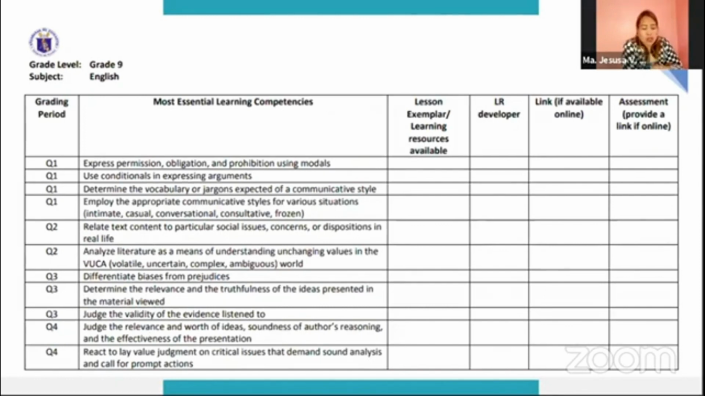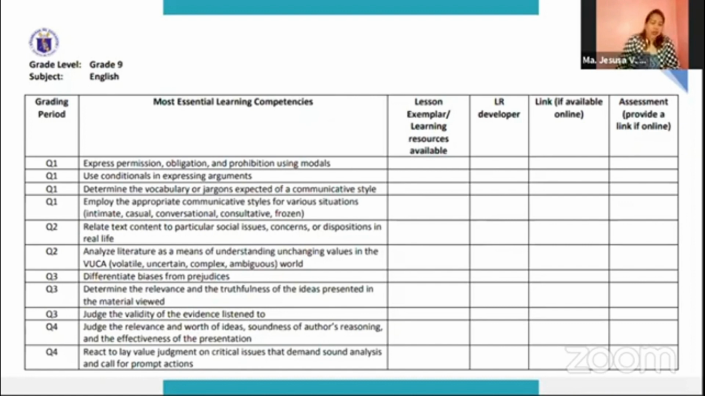Example, Rose for Emily. I really love that story. I know that some of you also love that. Next is react to lay value judgment on critical issues that demand sound analysis and call for prompt actions. So what is the key word here? Value judgment, critical issues, analysis, and then after it, an action. Remember that in any problem, there are always possible solutions, and you have to look for the best solutions.